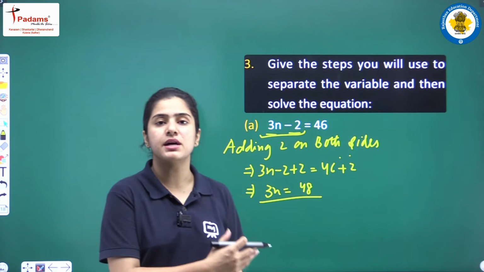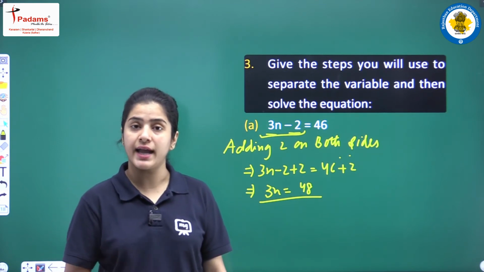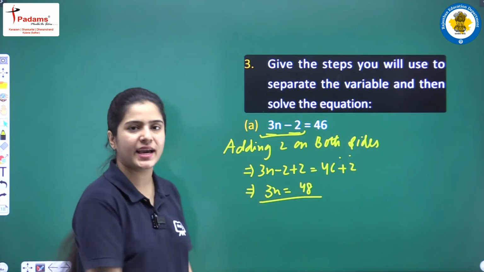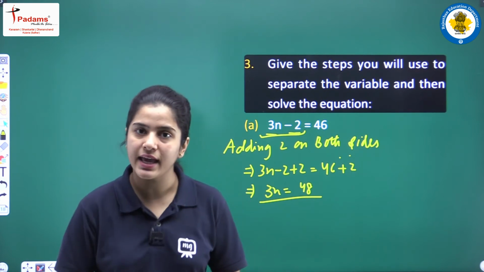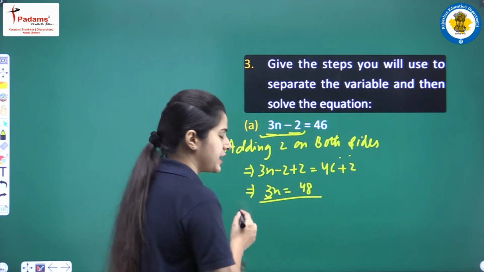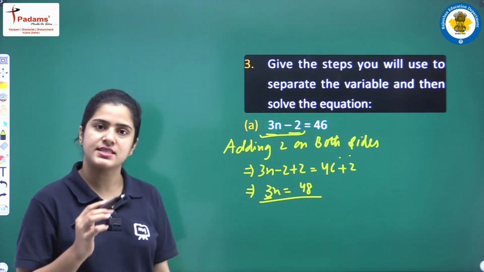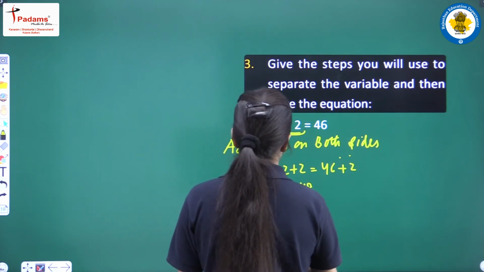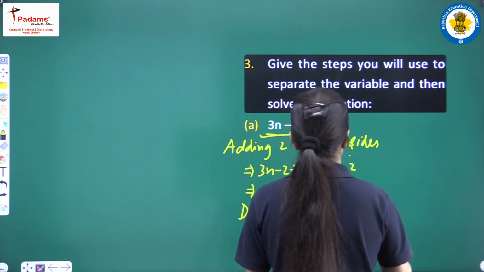3 is in multiplication with the variable. So if you have to separate the variable, you have to divide by 3 on both the sides, by the same number, that is 3. I am again and again saying the thing: if you have to eliminate the number that is in operation with the variable, you have to perform the opposite operation by the same number on both sides. Okay, so now dividing 3 on both sides.